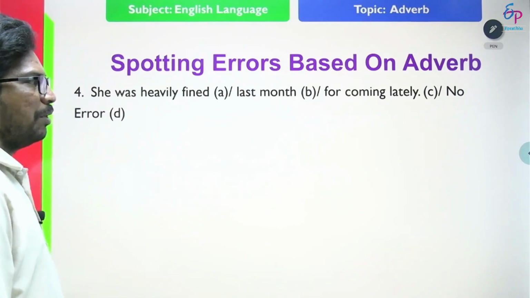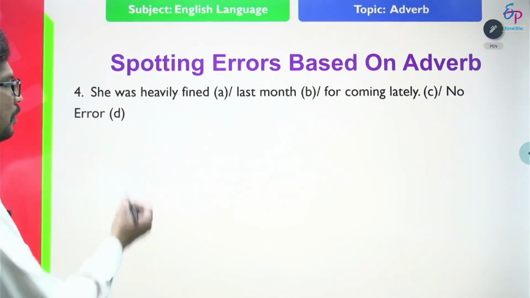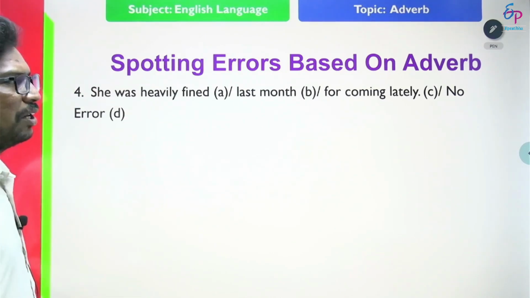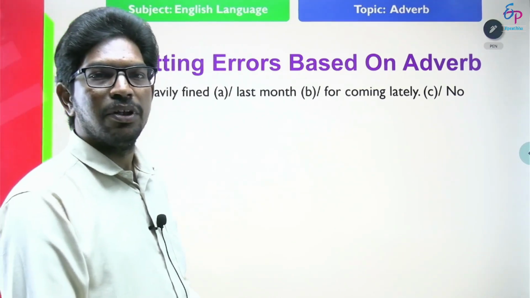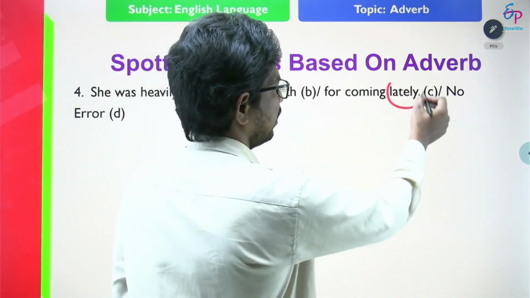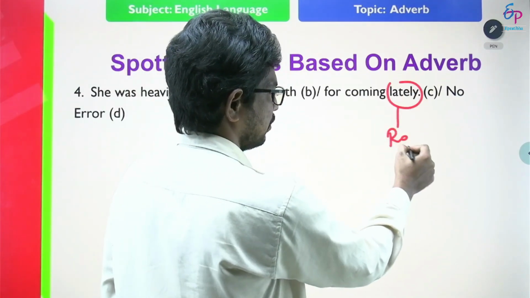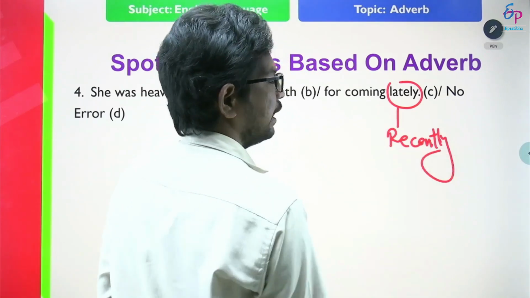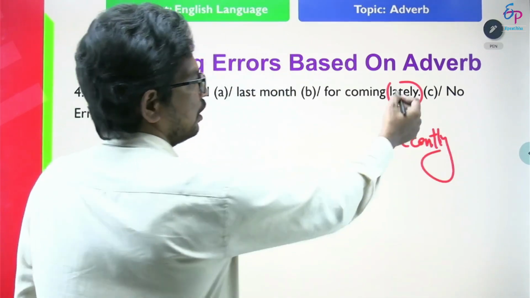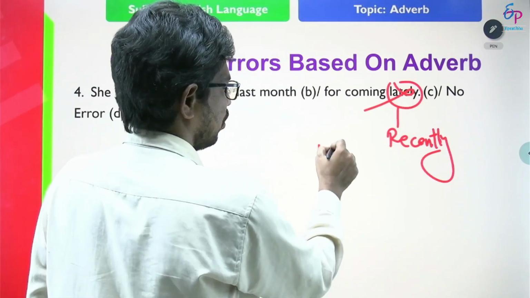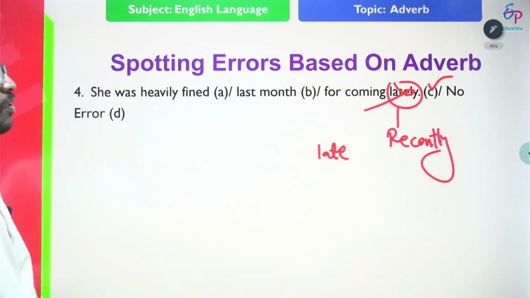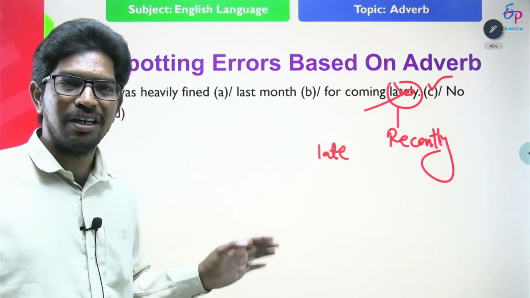Next, see the next statement and find out the error. She was heavily fined last month for coming lately. Here the word lately means recently, so it doesn't go with this context. Here lately is wrong. It should be late, not lately. So error is at C. She was heavily fined last month for coming late, not lately.